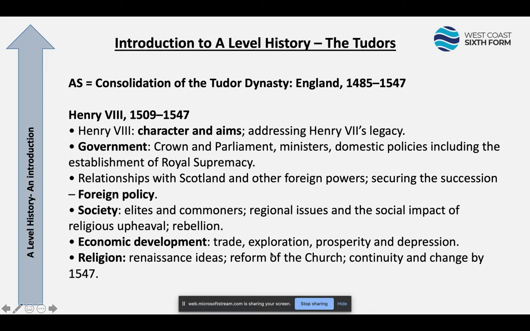You'll then look at Henry VII's son, his very famous son, Henry VIII, although not necessarily the one who was meant to take over from Henry VII. Henry VIII ruled from 1509 to 1547. He's probably one of the most famous Tudor monarchs, maybe because of the number of wives he had, the changes he made to religion in England at the time, and also the way he got rid of some of his wives.